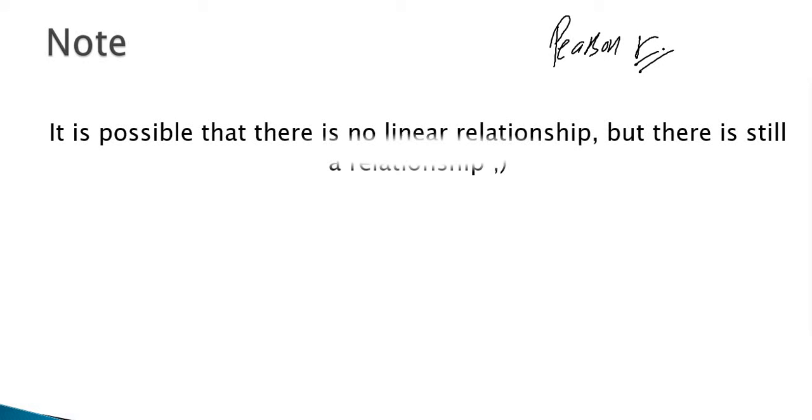Let us talk more about the strength of relationships of our variables. Previously, we have learned about the coefficient of correlation, or more popularly known as Pearson R. Now, please do take note of the following. It is possible that there is no linear relationship, but there is still a relationship, because remember that R is more for linear relationship. So there might still be a relationship, but it's not just linear. So the R might be equal to 0.